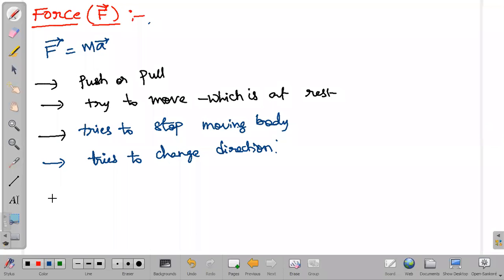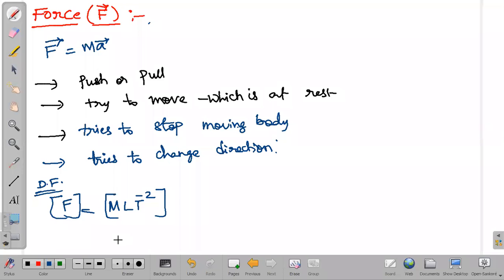Next, what are the dimensions of force? That means what is the formula of force? Already we have written: mass into acceleration. Next, what is the dimensional formula? Did we write the dimensional formula? I think no. So the dimensional formula: mass is M, and acceleration is L T to the power of minus 2. This is the dimensional formula of force.